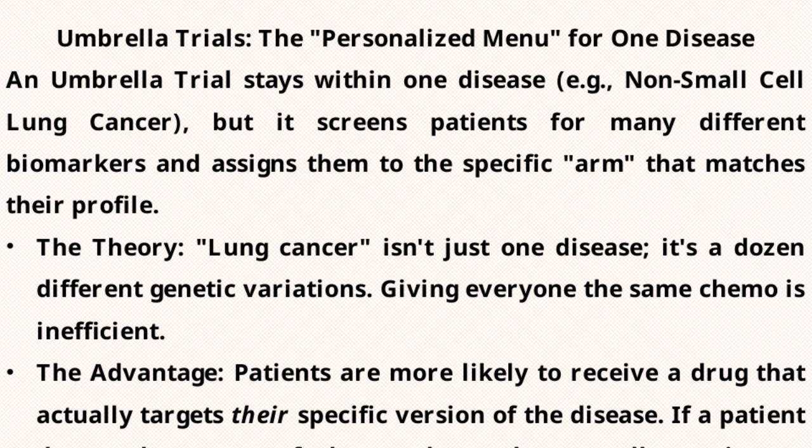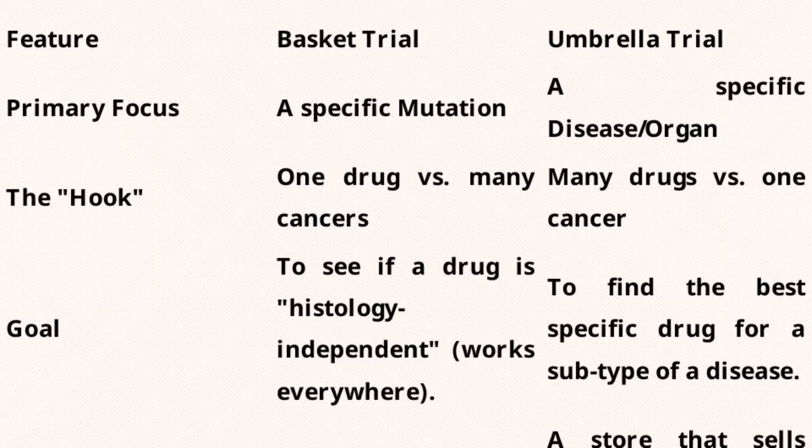in cancer therapy. Let's take a closer look at the differences between basket trials and umbrella trials, starting with the primary focus. In basket trials, the main idea is to target a specific mutation that might be present across different types of cancers. In contrast, umbrella trials focus on a single disease or organ, like lung or breast cancer, and then look for different subtypes within that disease.